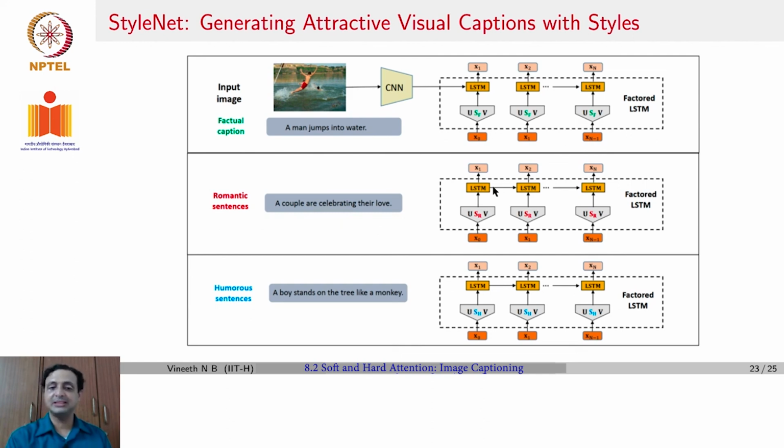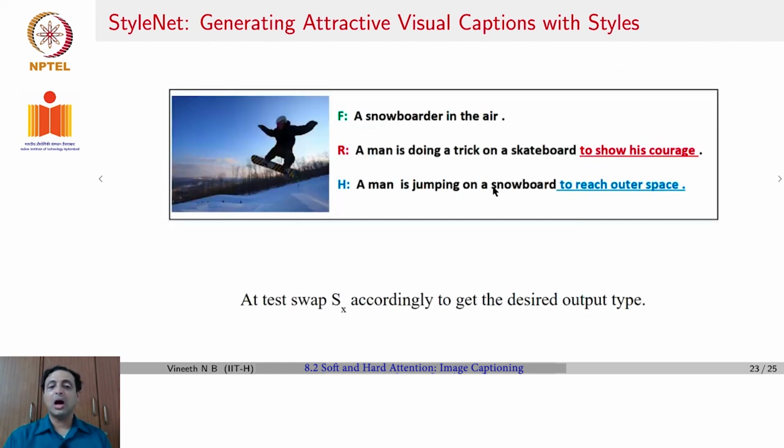Each of these matrices, U, SF, SR, SH and V, are learnt while training the model. But now at test time, we can swap the SX accordingly to get the desired effect on the caption.